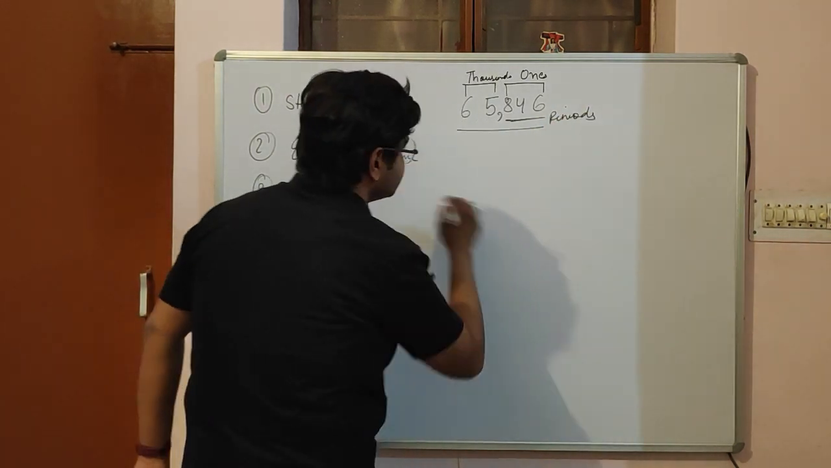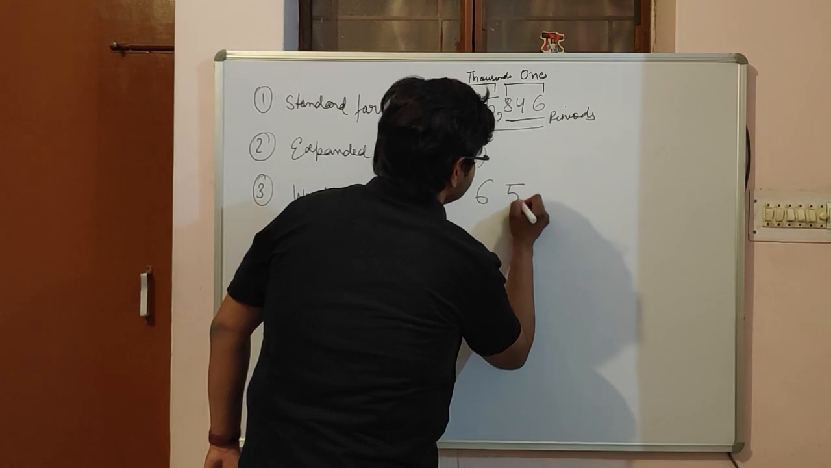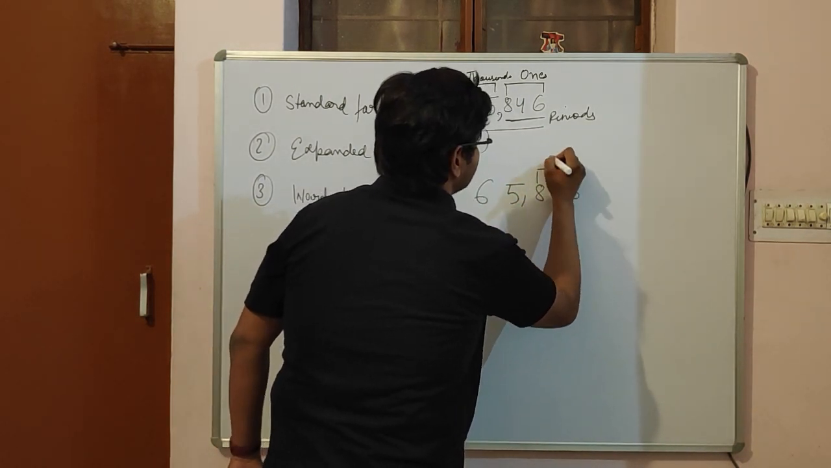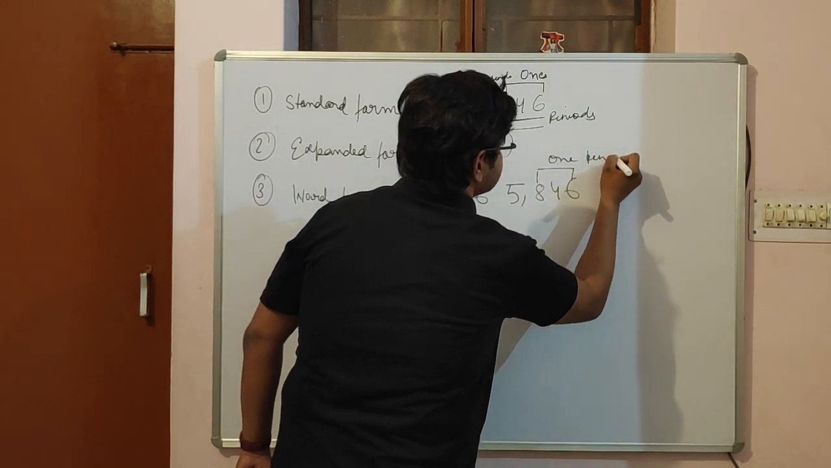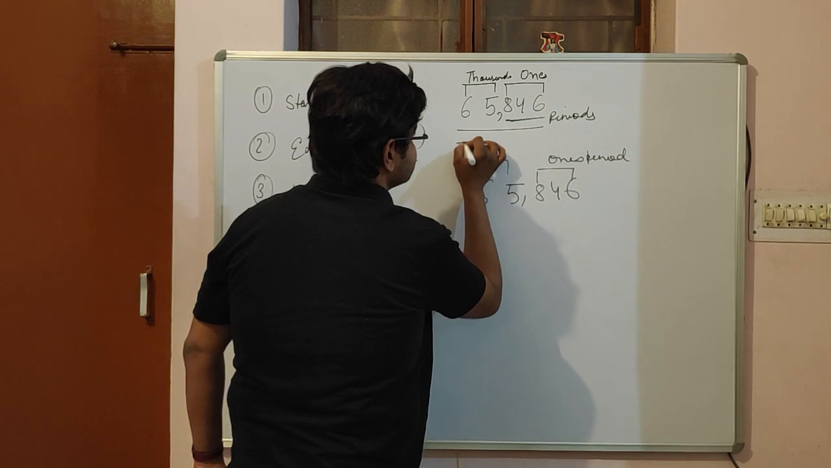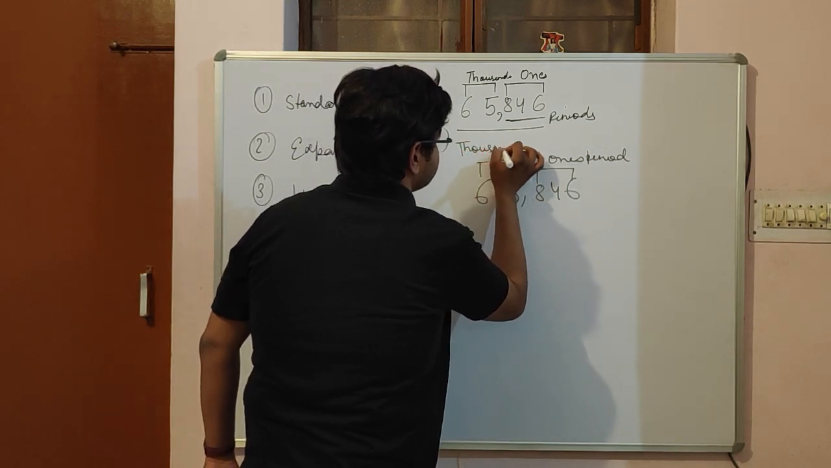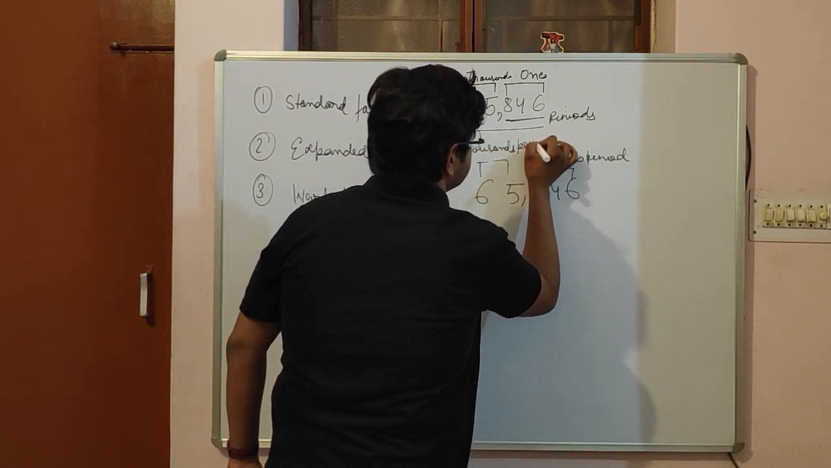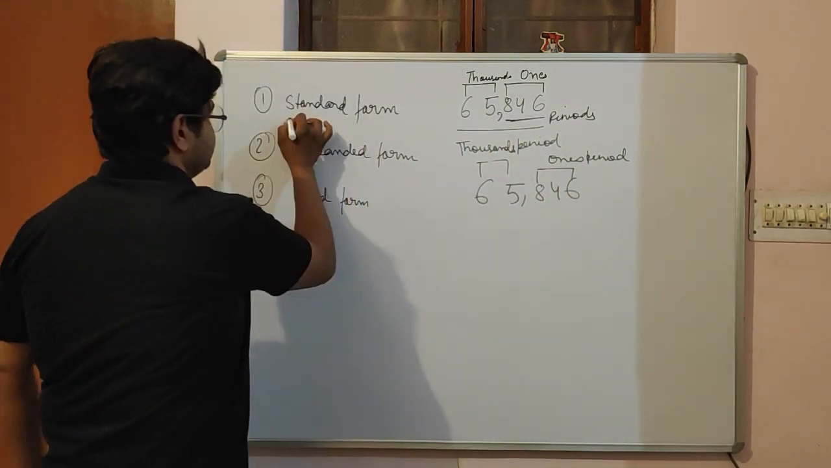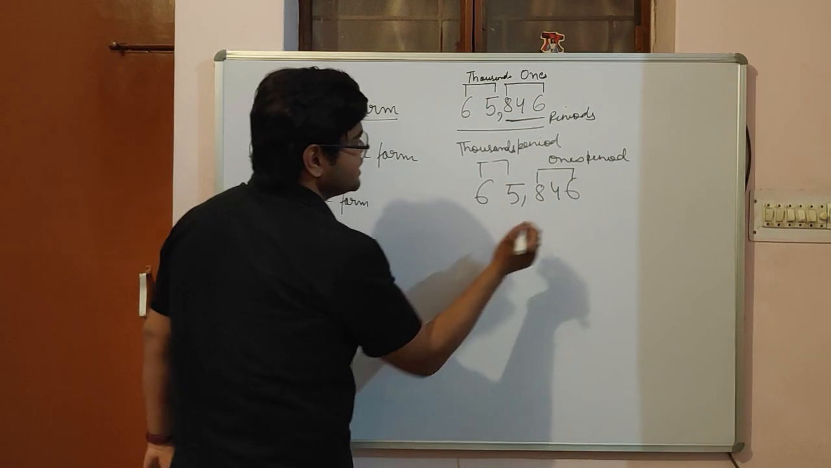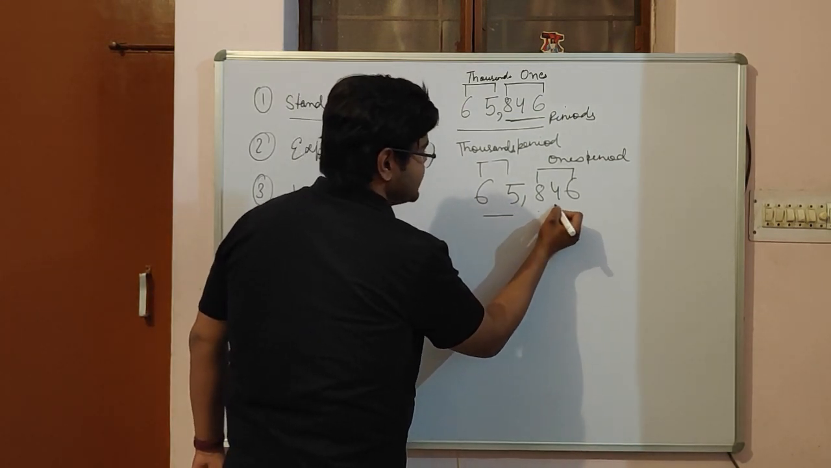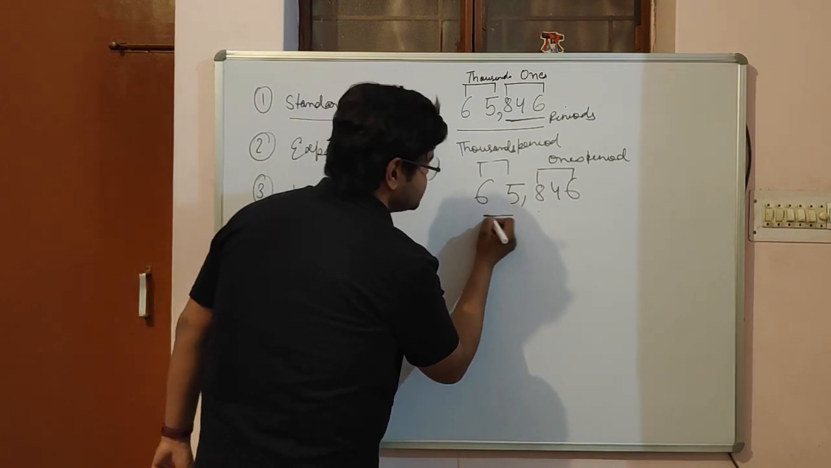So we have the number 65,846. This is your ones period, and this is your thousands period. I suppose this is clear to you. Now, standard form. In standard form, we write this as 65,846.